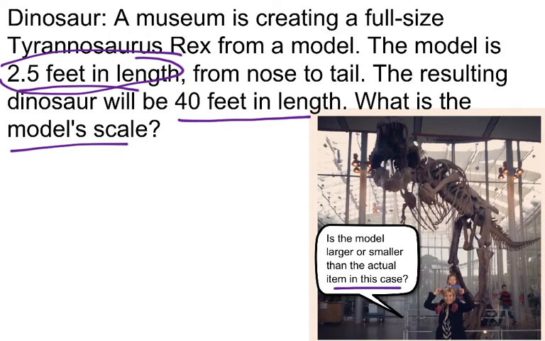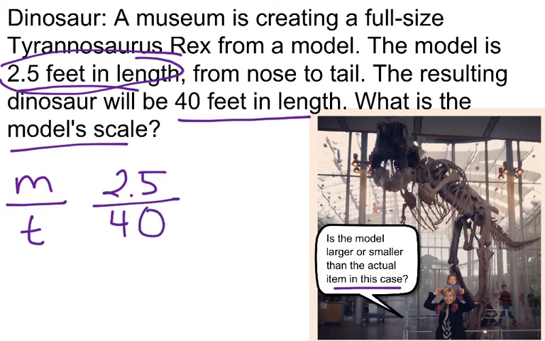So I just might have model over Tyrannosaurus. My model is 2.5 feet in length from nose to tail. The resulting dinosaur will be 40 feet in length. So what I need to see is, what's my ratio? Well, remember that a ratio can be simplified. When you have a decimal on your numerator, that makes it a little bit more challenging.